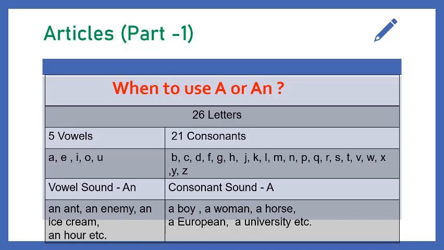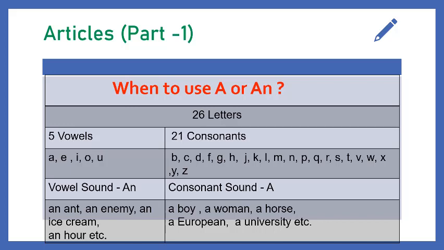But notice the word hour. The H is silent here and hour starts with a vowel sound, so an is used before the word hour. Let's look into another example where we use a before a word. For example, a boy, a woman, a horse. All the words start with a consonant sound, so a is used before the words.